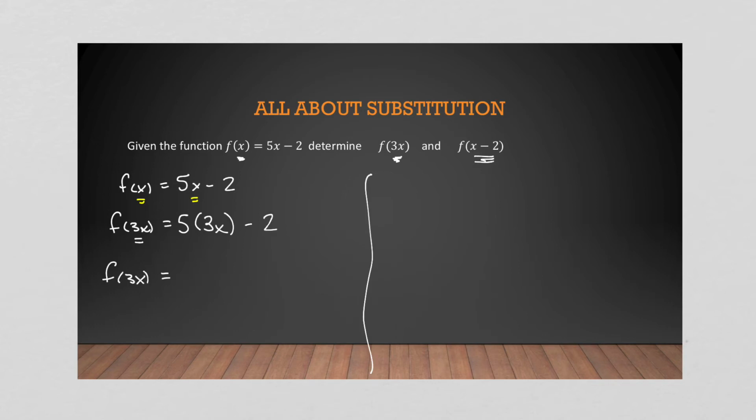And then you just solve it how you would. So f of 3x is equal to 15x minus 2. And we actually can't do anything more than that. That's all we can do. So that is your answer.